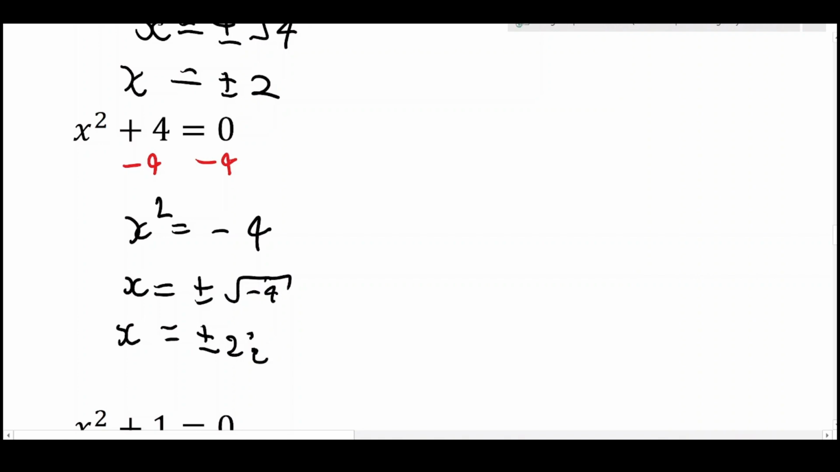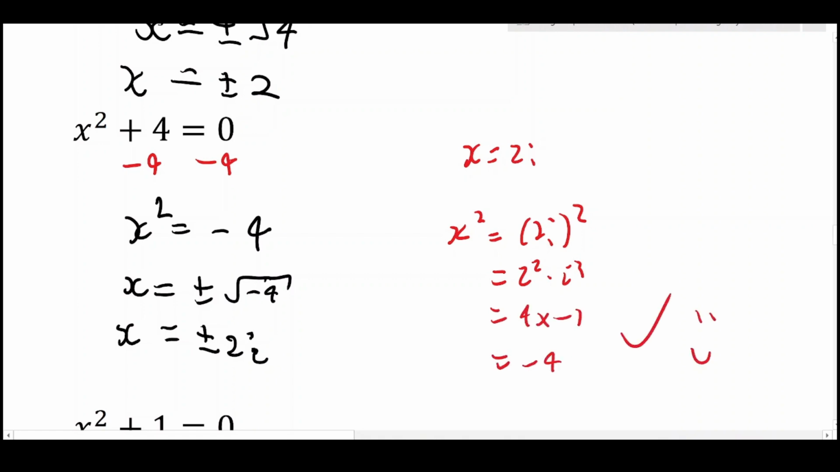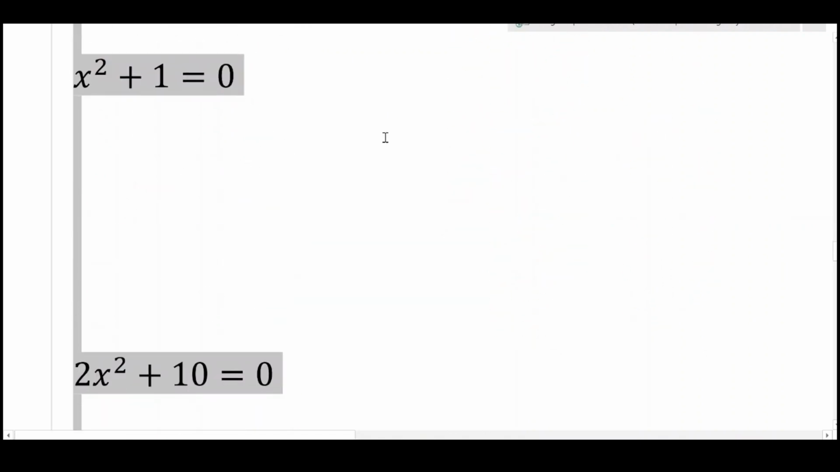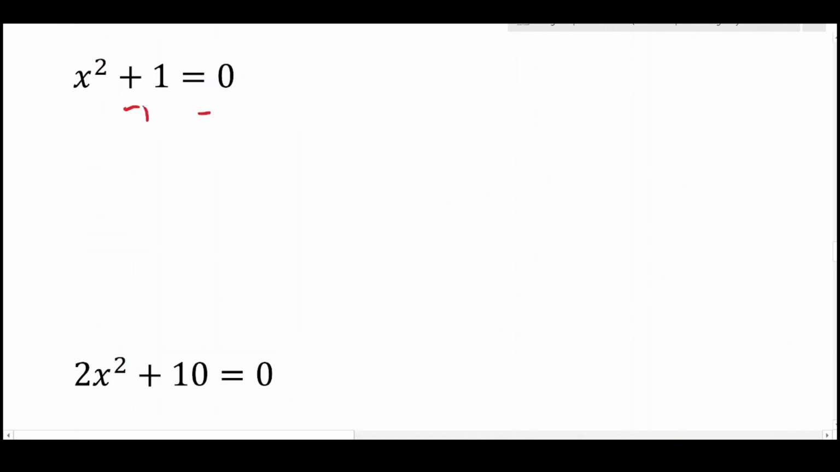It's really important to check this works. So if I had that x was 2i, then x squared would give me 2i squared, which is going to give me 2 squared times i squared, which is 4 times -1, which is indeed -4. So yes, that does work. We're very happy. All right, next one we got x squared plus 1 equals 0. We're going to take 1 from both sides, and then you're going to end up with x squared equals -1. So x equals plus or minus root of -1. So x equals plus or minus i is your answer there.